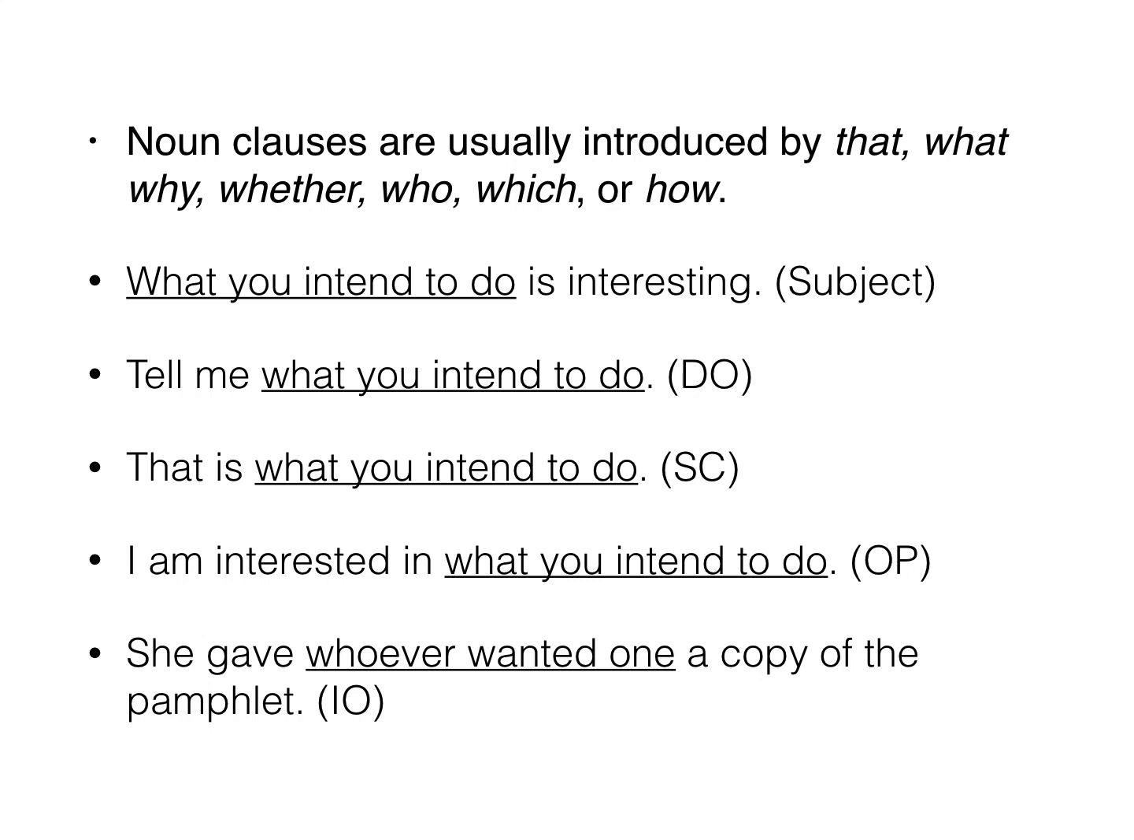She gave whoever wanted one a copy of the pamphlet. She gave what? She gave a copy. So here, copy is the direct object. Let's just not worry about of the pamphlet right now because that's a prepositional phrase. That's kind of getting in our way of analyzing the rest of the sentence. So she gave what? She gave a copy. To whom? She gave a copy to whoever wanted one. Whoever wanted one is an indirect object.